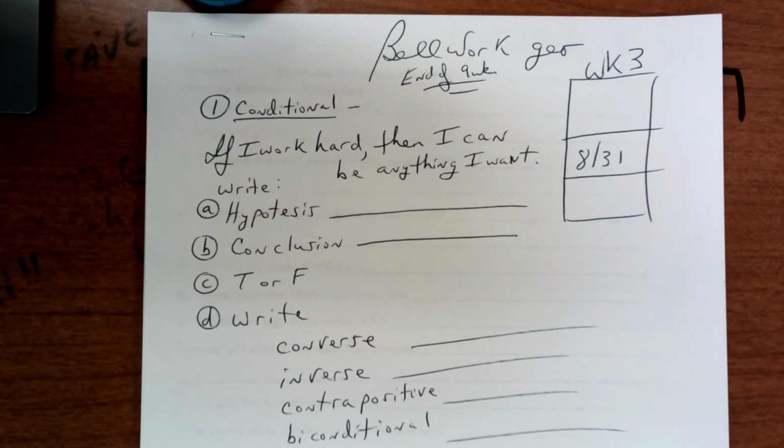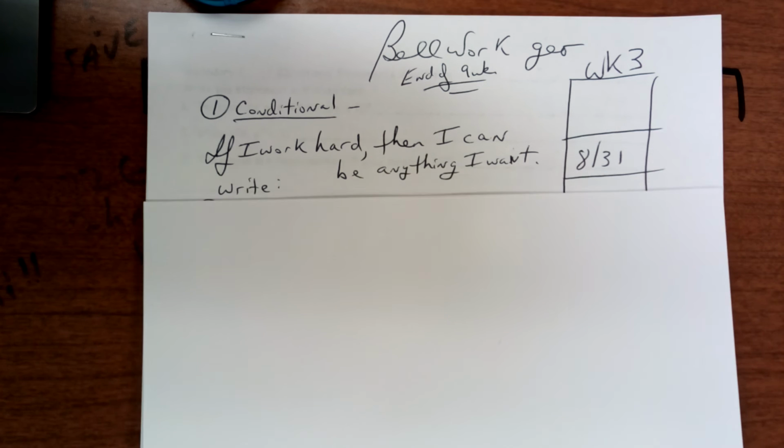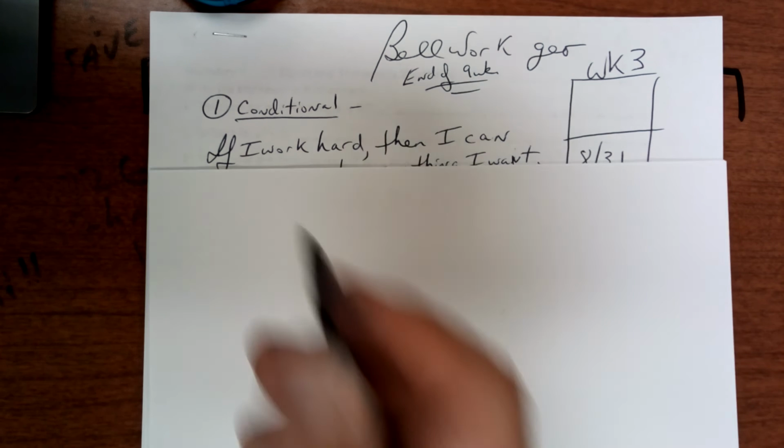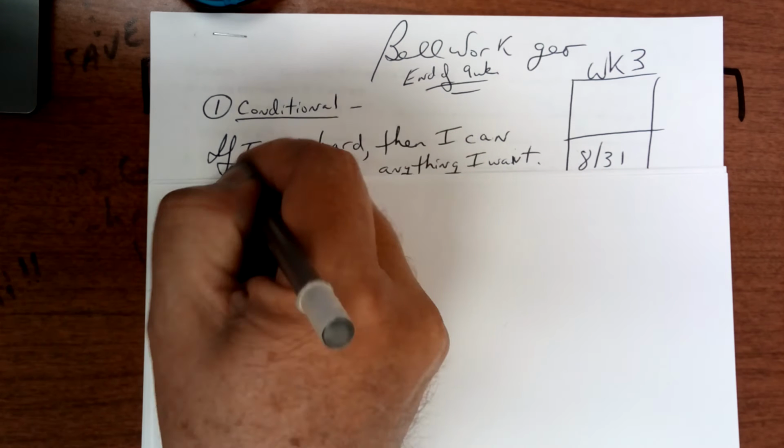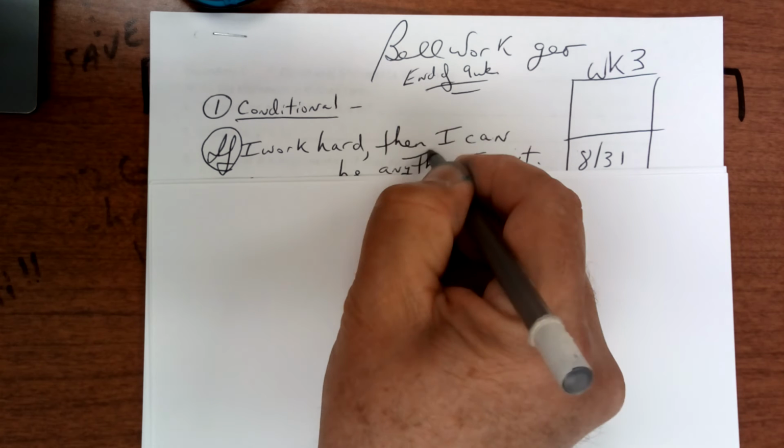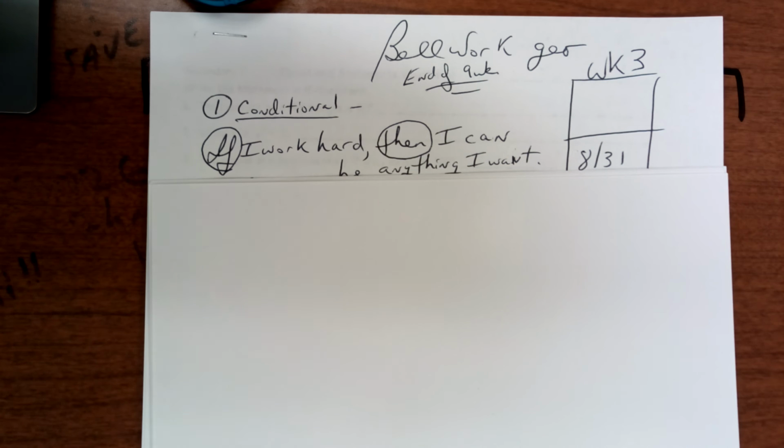All right, so look here. We learned some things. A conditional statement is an if-then. So circle the word if and circle the word then. So if I work hard, then I can do anything I want.